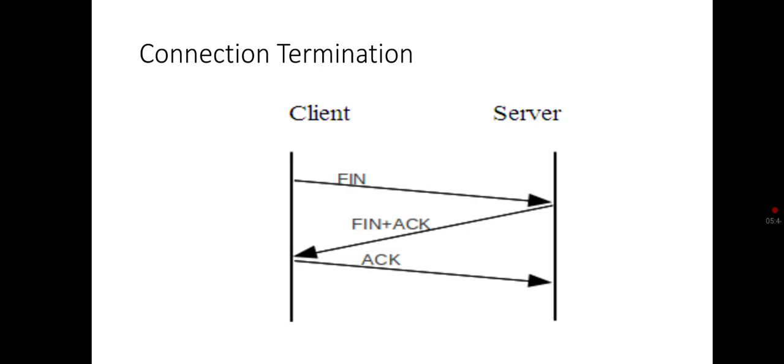And at last, connection termination. Connection termination or tear down can be done in the following ways. The client sends a finish segment. The finish segment can include the last chunk of data. The server responds with a finish plus acknowledgement segment to inform its closing. Finally, the client sends an acknowledgement segment.